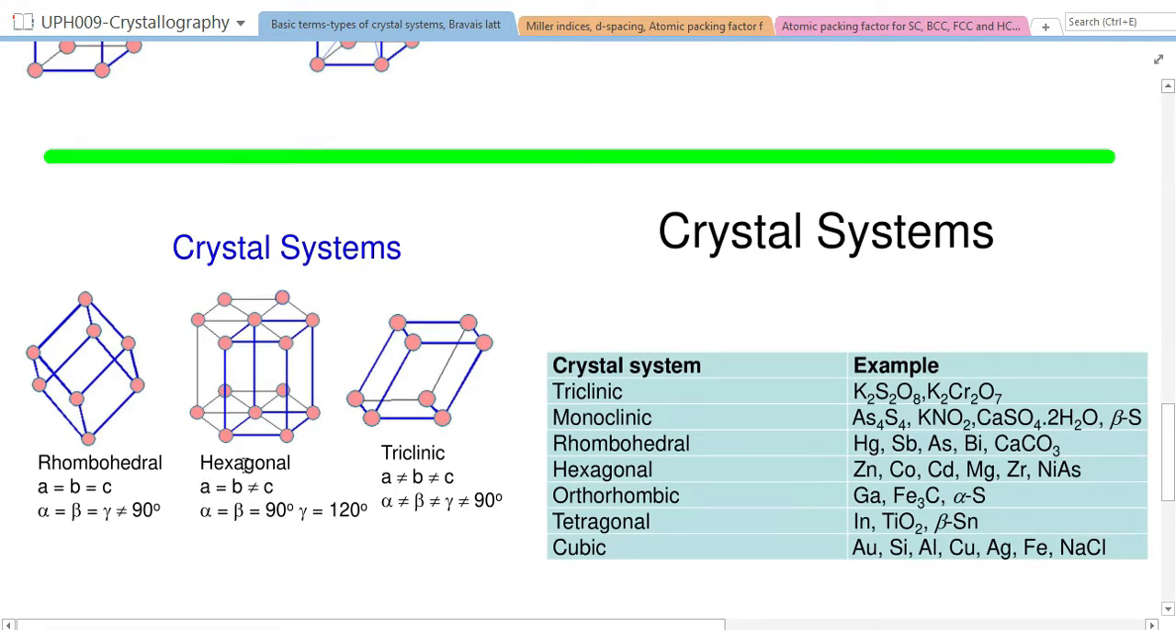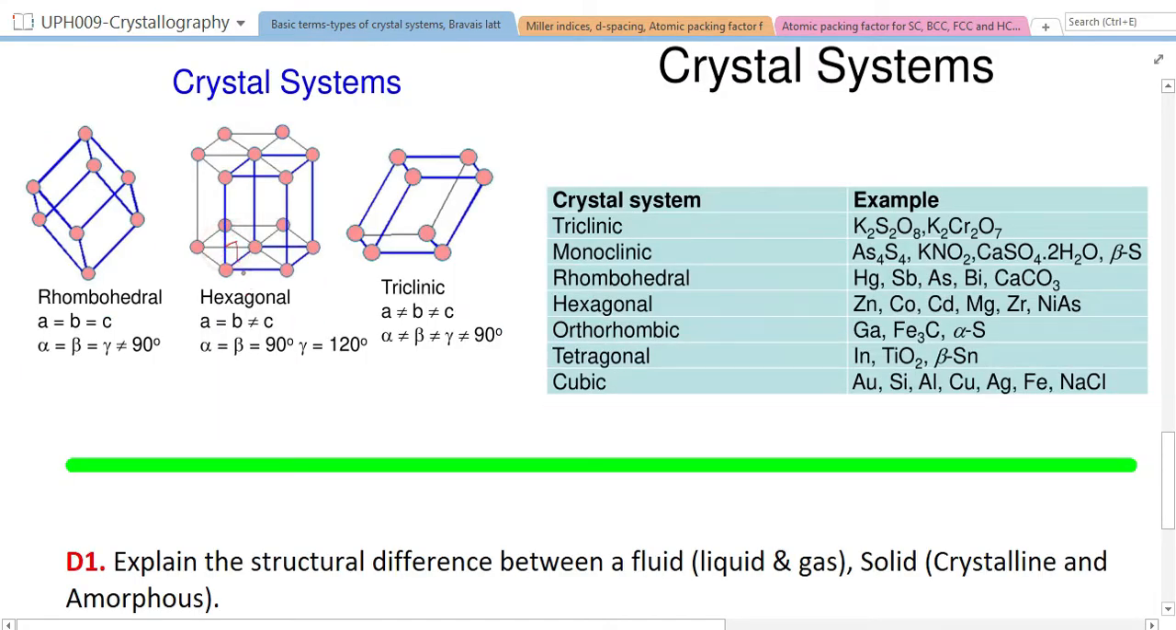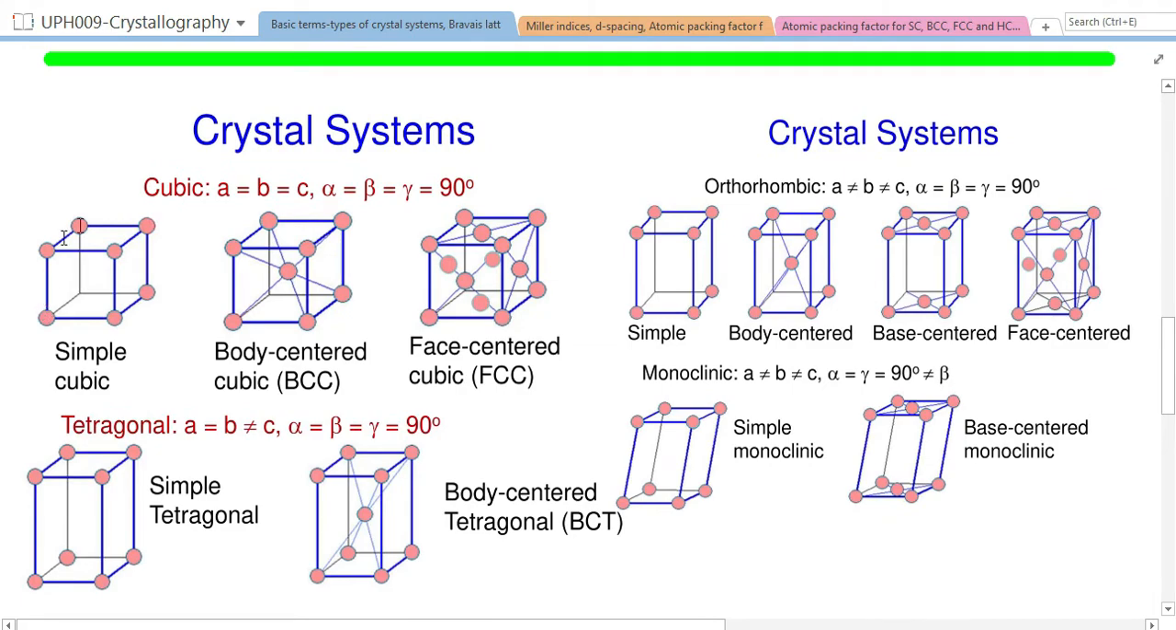Then you have hexagonal. In case of hexagonal, it's A is equal to B is not equal to C, and then alpha, beta is equal to 90 and gamma is equal to 120. So here this is 90, this is 90, but this angle is 120. In case of triclinic, you have everything different. So you have here 3 different crystal systems, and 1, 2, 3, 4, 4 different crystal systems. So 3 plus 4, 7 different crystal systems.